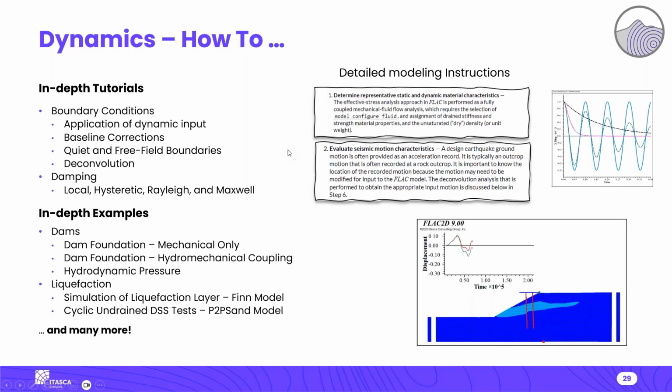I also wanted to mention that for our dynamics, we have a very in-depth number of tutorials that teach you how to use the different types of boundary conditions, and also how to do the different types of damping. They include a number of examples, such as for dams, how you can do dynamic analysis for mechanical or hydromechanical coupling. A popular topic for dynamics is liquefaction, and we include a number of examples for liquefaction. Over here on the right is a brief video I'm going to show, which is actually a wharf. It's a platform supported by two pile elements that is being shaken from side to side, and it's recording the displacement at the top and the bottom of the model. So this is something you can do with our dynamic option in FLAC2D.